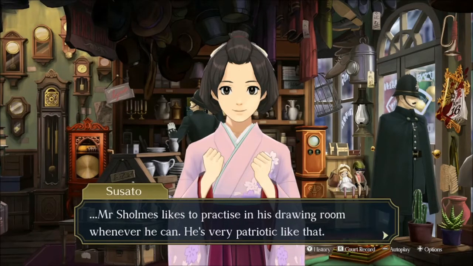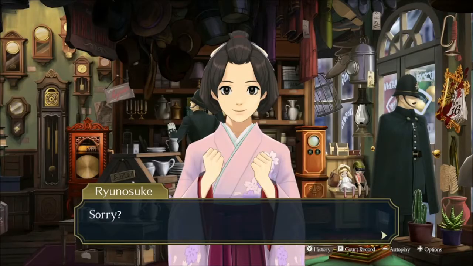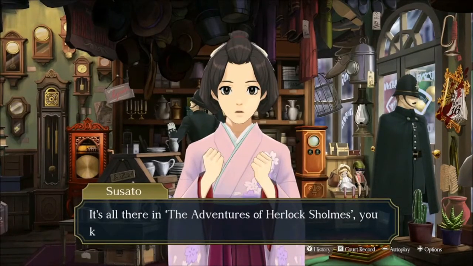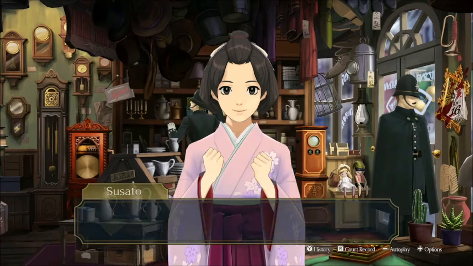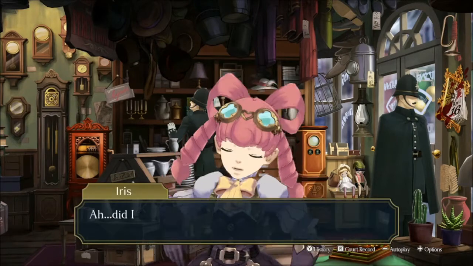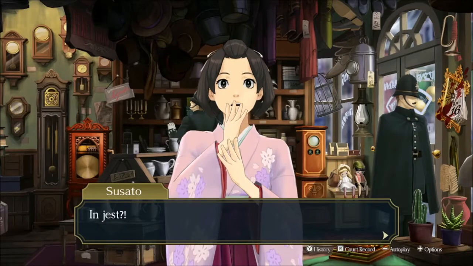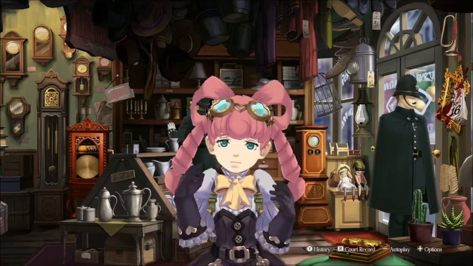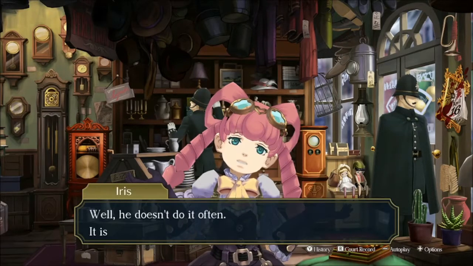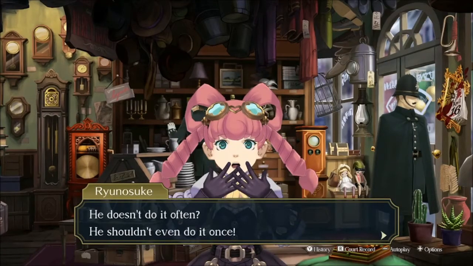And I have no idea what Susato's talking about here. Sherlock Holmes likes to play with his gun in his drawing room? I don't remember reading about that in the Adventures of Sherlock Holmes. It seems ridiculously dangerous. Like you would destroy the wall, possibly even hurt yourself.